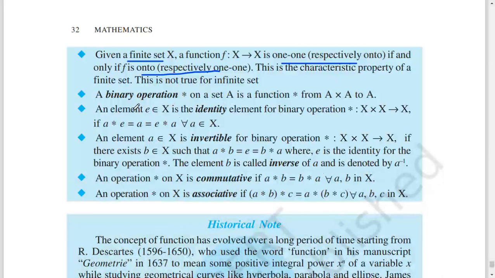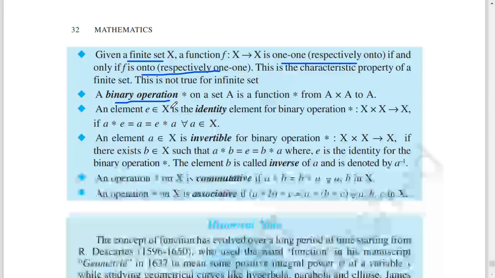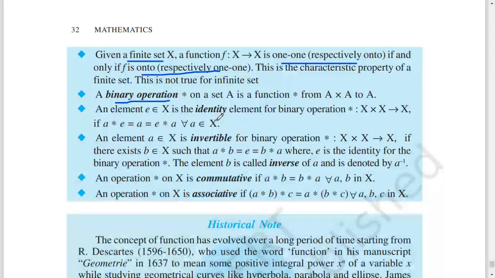A binary operation * on a set A is a function * from A × A to A. An element e belonging to X is the identity element for the binary operation * : X × X → X if a * e = a = e * a for all a belonging to X.